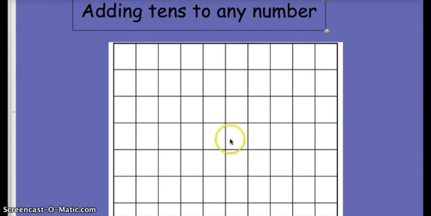In this lesson, we're working on adding tens to any number. And so what we have here is a hundreds chart. It's a blank hundreds chart. A lot of our friends sometimes struggle with place value and understanding that when we add on 10, what's really happening is the ones place is staying the same and the tens place is increasing by 1.